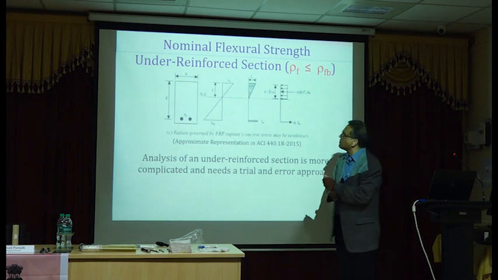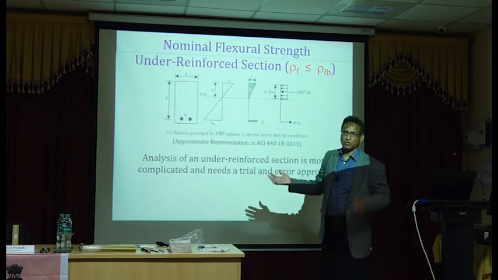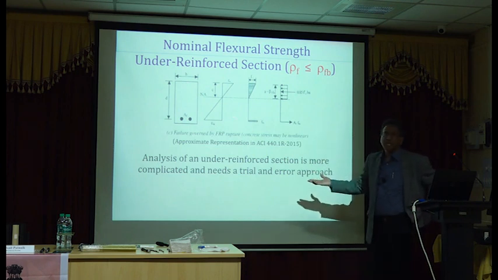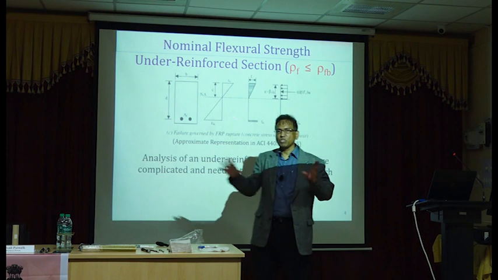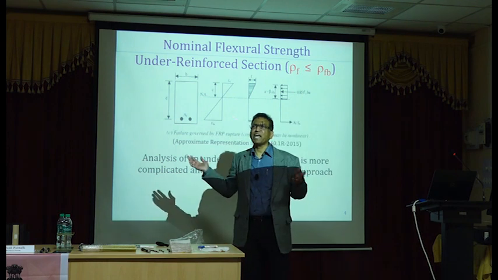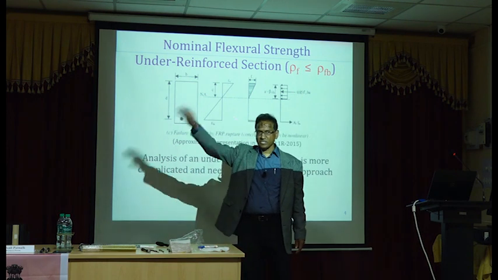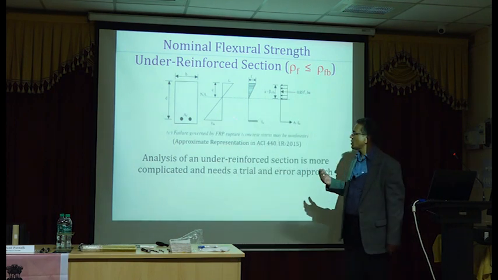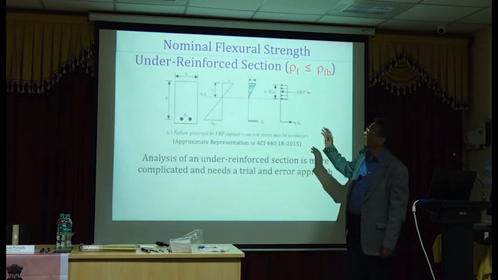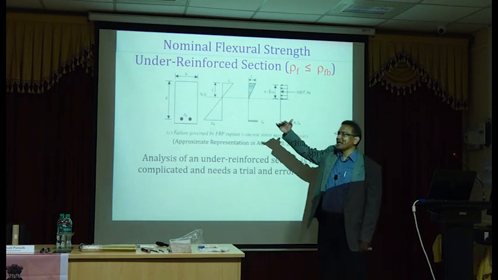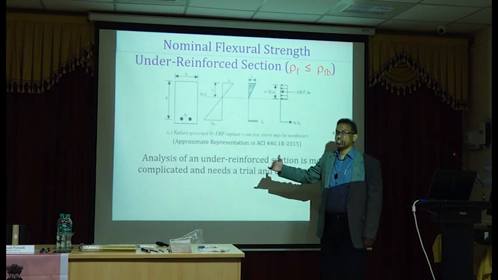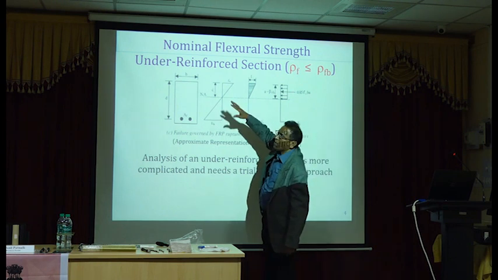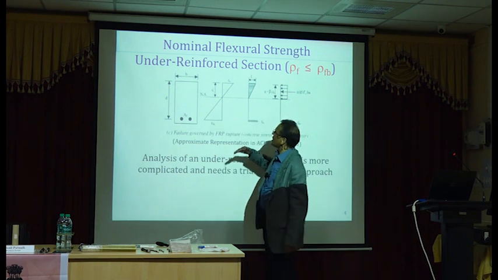In the strain compatibility method, we'll relate this to FRP, so it all stays together. So in an under reinforced section, what did we do? ACI gave us an approximate equation, right? And then we used it blindly. We said, okay, ACI is saying so, it's fine. But if you really want to use your own analysis, you can always develop a strain compatibility worksheet.